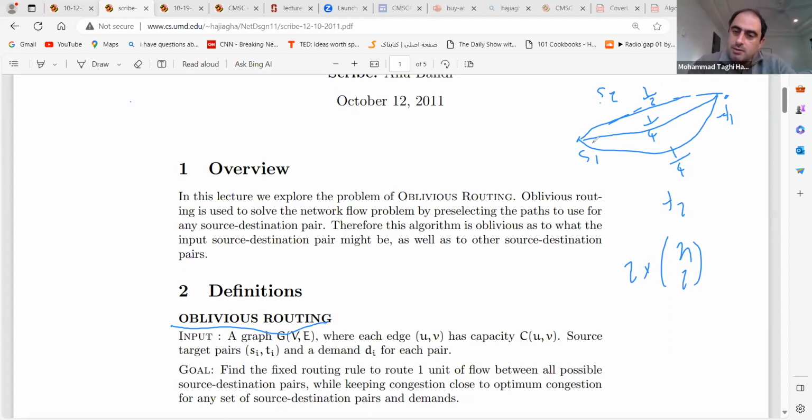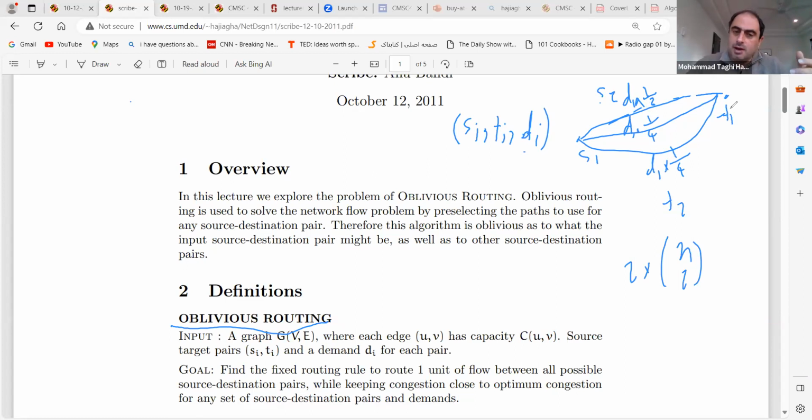And in oblivious routing, as we discussed, we have these pairs SI, TI, and finally the demand DI. If you want to route it, it would be DI, so for example, D1 times 1/4, D1 times 1/4, and D1 times 1/2. So we are doing this for one unit of flow in the oblivious routing, but when you have the demand DI, you just multiply DI times the routes that we have mentioned.